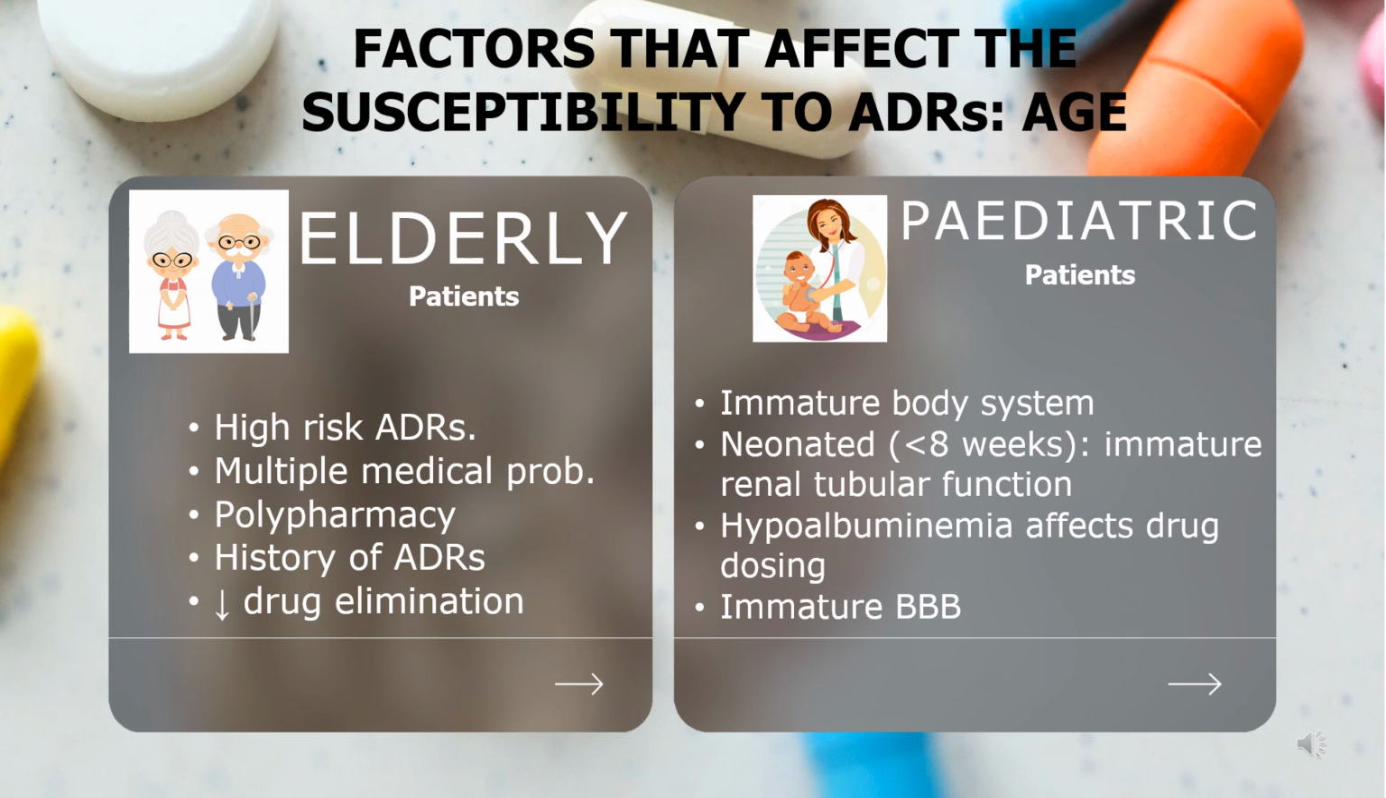For example, neonates less than 8 weeks have immature renal tubular function. Therefore, the hypoalbuminemia in those patients can affect drug dosing, and they also have an immature blood-brain barrier.